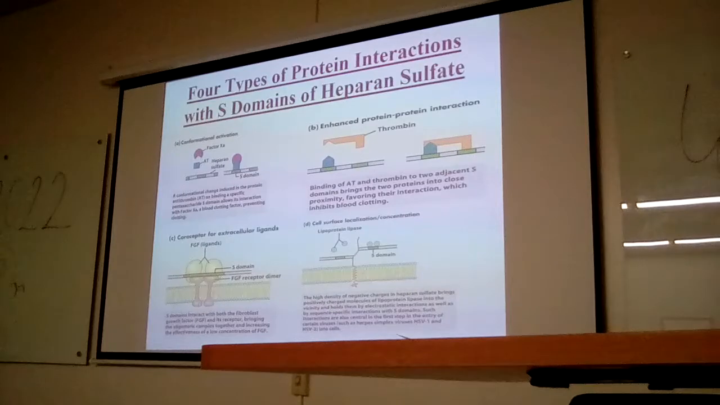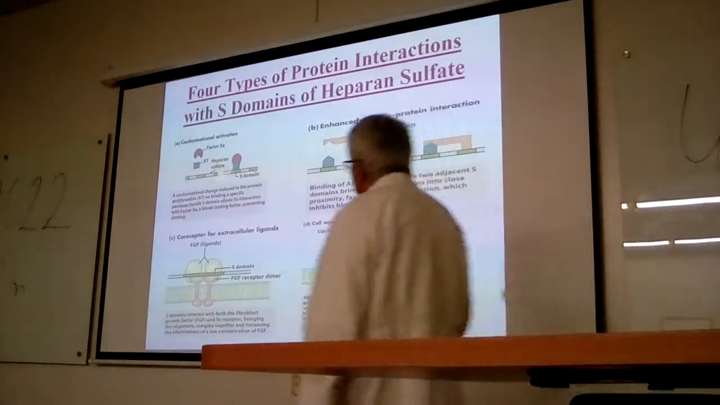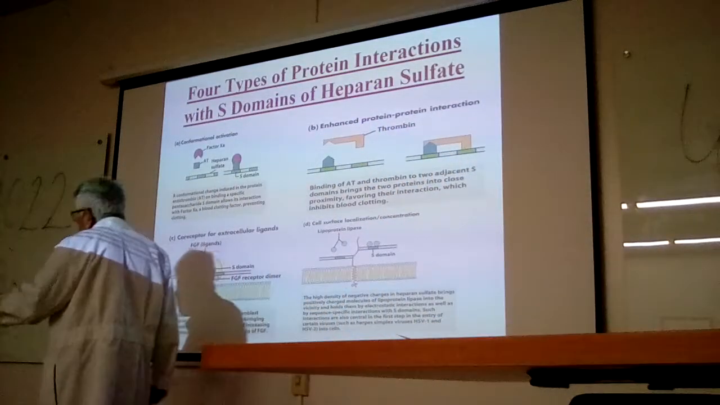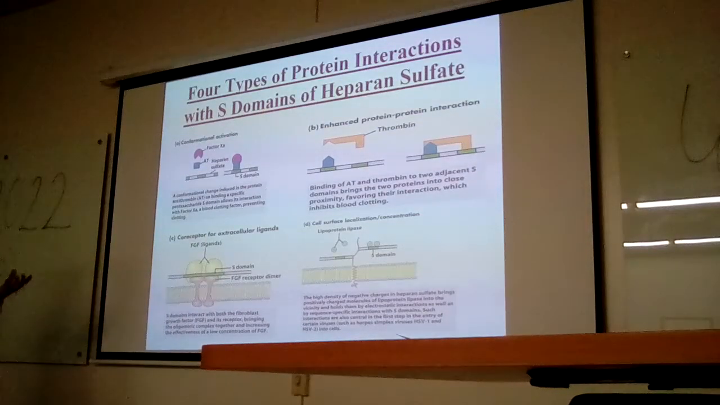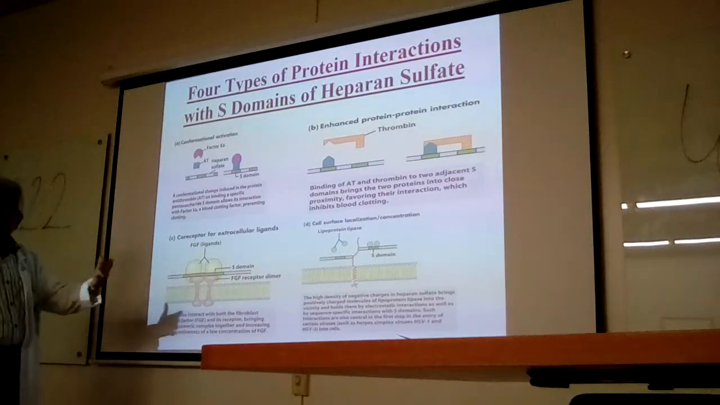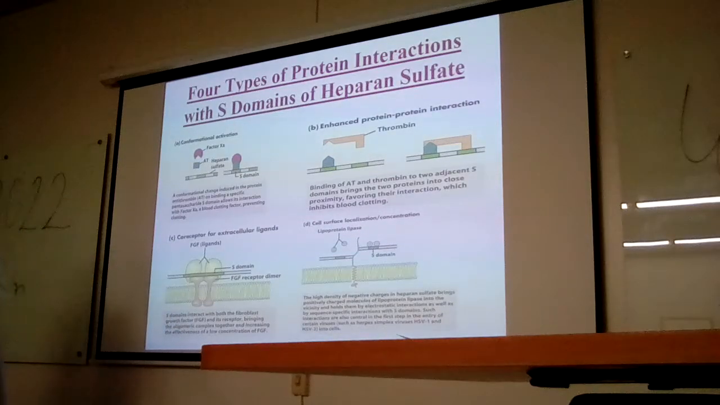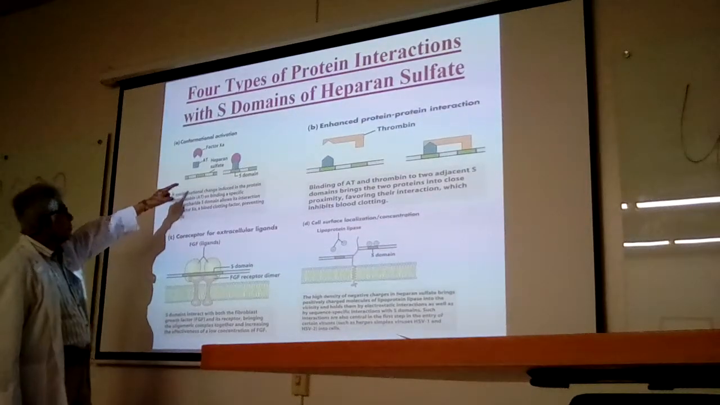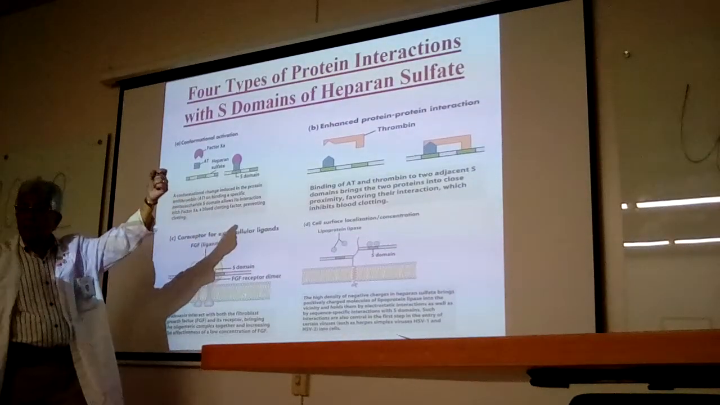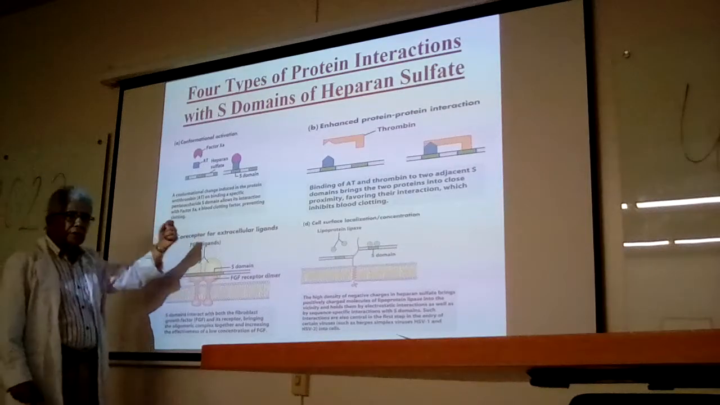So that's the next slide here. This is in the S domain area. So the question is how heparin will act as an anticoagulant. So now we have several ways, and obviously it's too early for you to understand the coagulation cascade. It's complex, but it has to be very rapid. So there is an S domain, the heparan sulfate S domain, and AT stands for antithrombin.